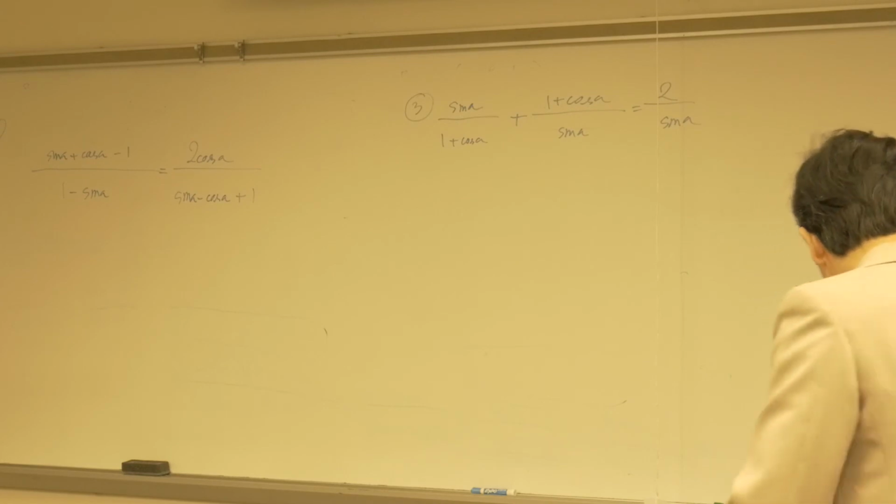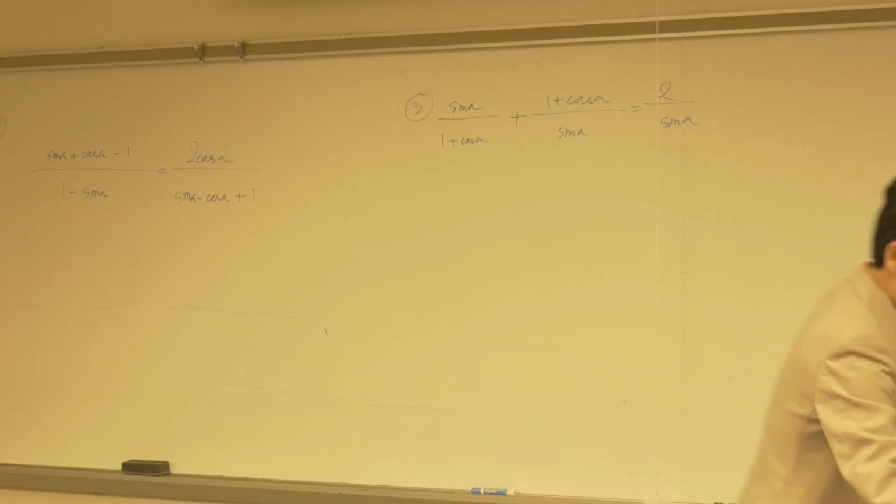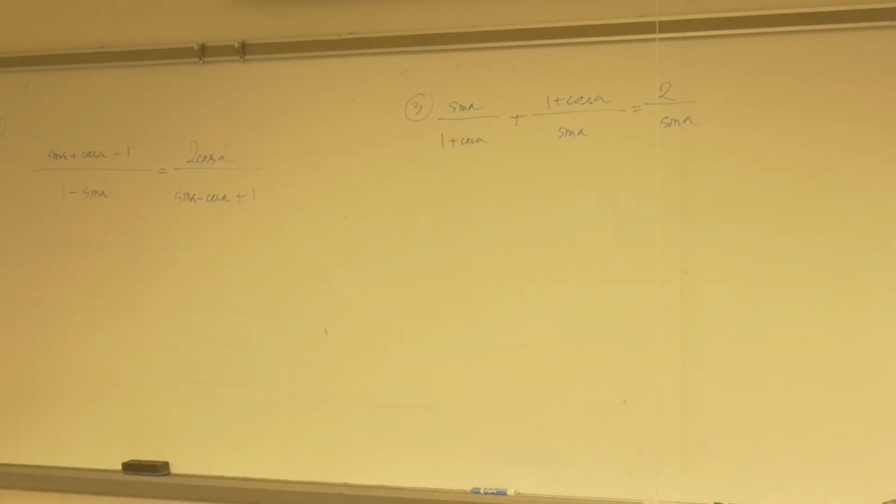Then you can make cosine squared and sine squared to 1. Then you got 1 plus 1 equal to 2. Then you're left with the 2 cosine. You have to figure out a way to get rid of that cosine.